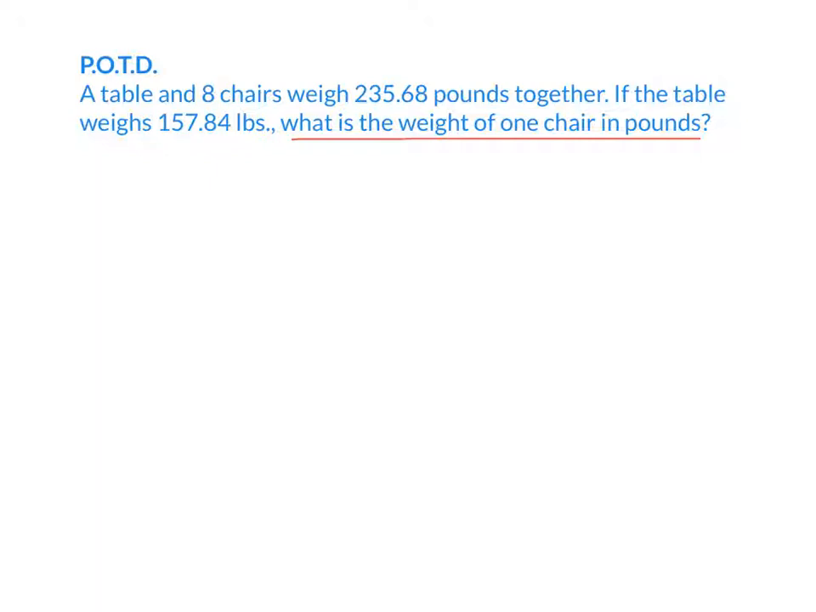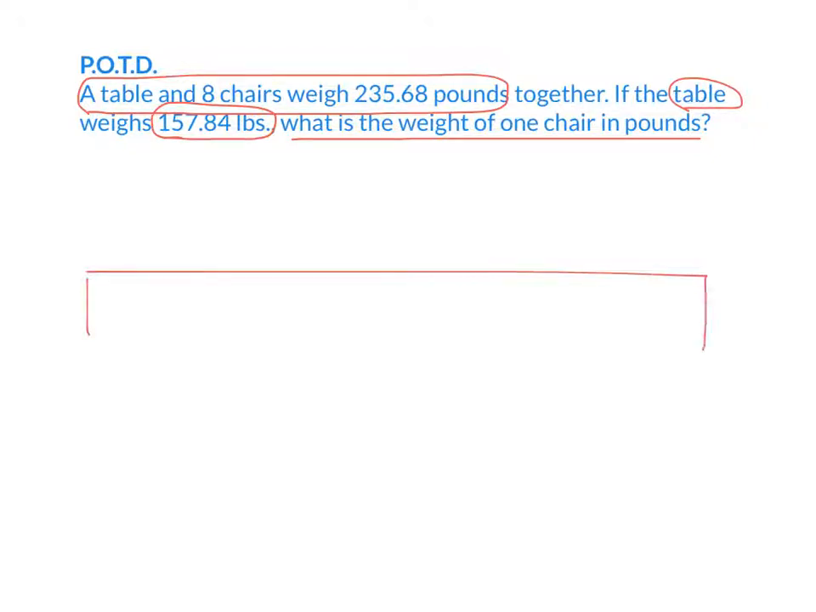Very good. We're trying to figure out if we know all together that one table and 8 chairs weighs a certain amount, how much does one chair weigh? Very good. What important information do we need in order to figure that out? Kish? One table and 8 chairs are equal to 235.68 pounds. Okay. And the table weighs 157.84 pounds. Very good.